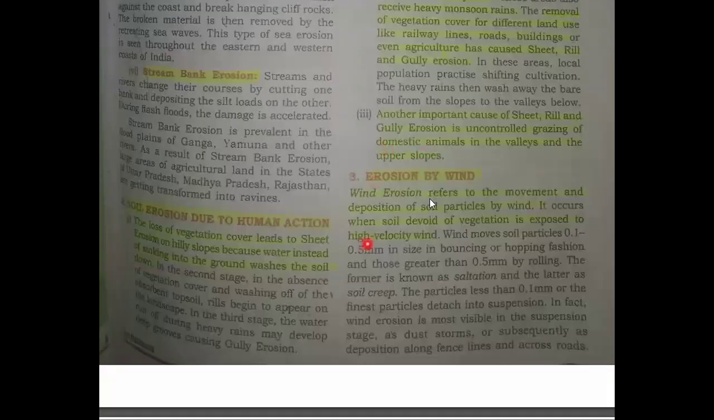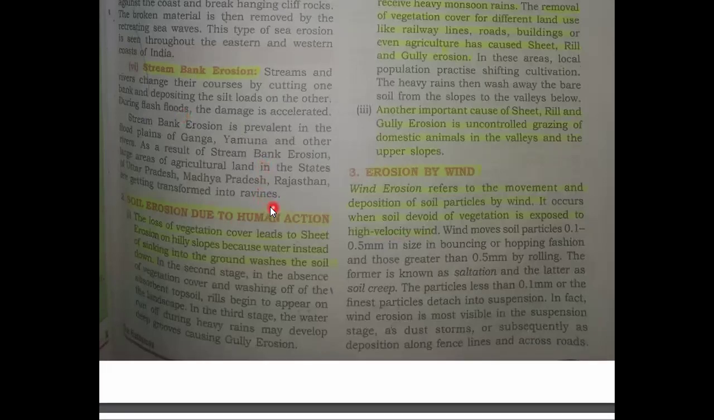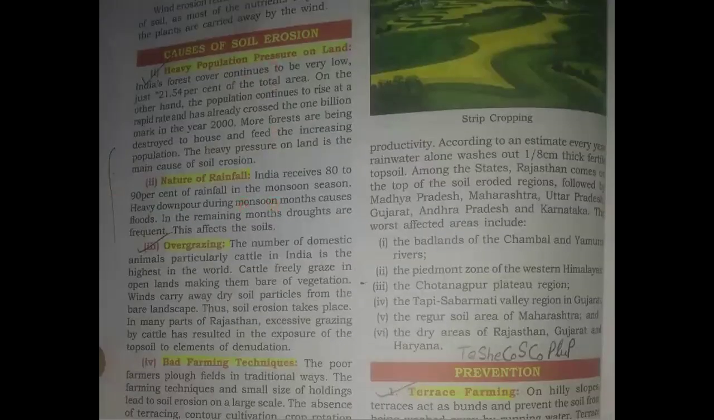Now we have erosion by wind, which is also important. Just highlight from wind erosion to high velocity wind. Wind erosion refers to the movement and deposition of soil particles by the wind. It occurs when soil devoid of vegetation is exposed to high velocity wind, right?